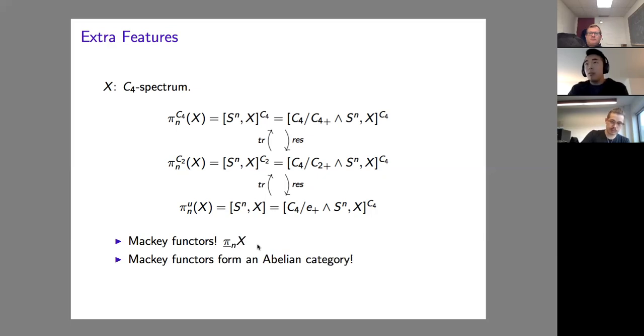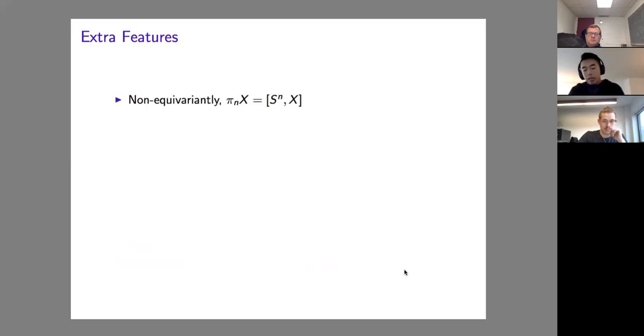So in equivariant homotopy theory, Mackey functors are supposed to play the role of abelian groups. What I mean by that is that they form an abelian category, and it makes sense to talk about kernels and cokernels of Mackey functors. So it makes sense to talk about exact sequences of Mackey functors. And I can do homological algebra with Mackey functors. And in a second, you'll see it makes sense to talk about the slice spectral sequence of Mackey functors. Okay, so that's one extra feature you get, the structure of a Mackey functor.